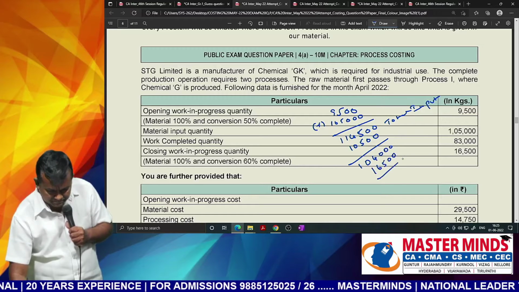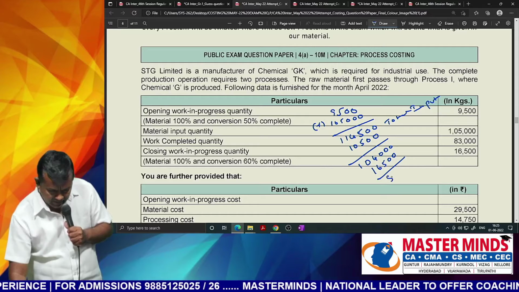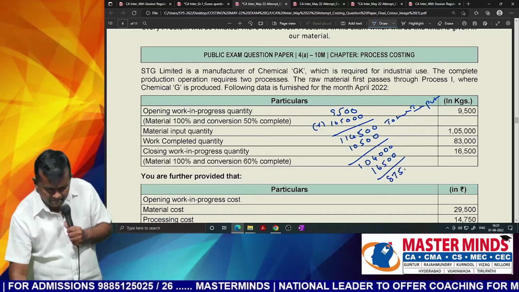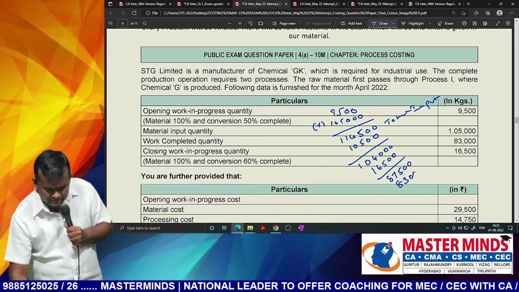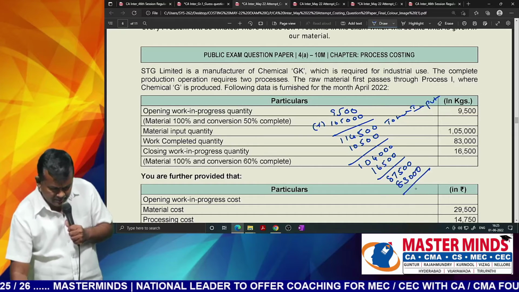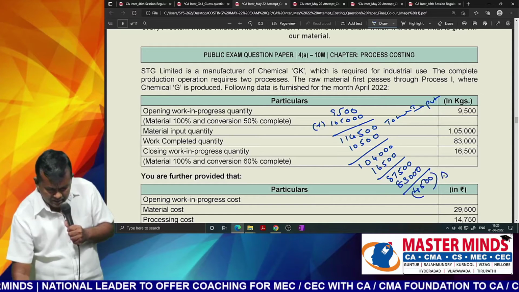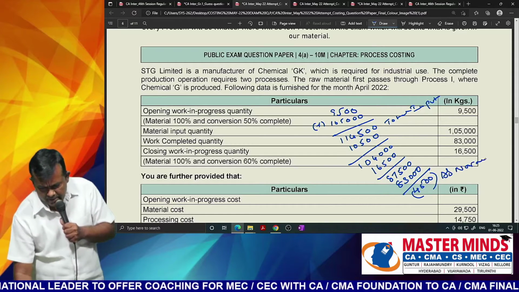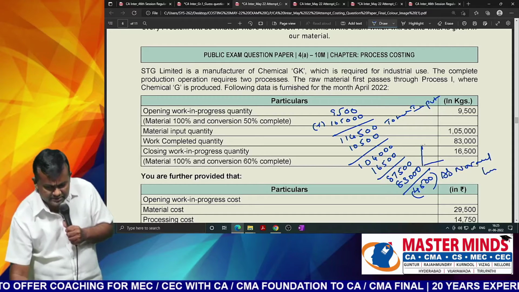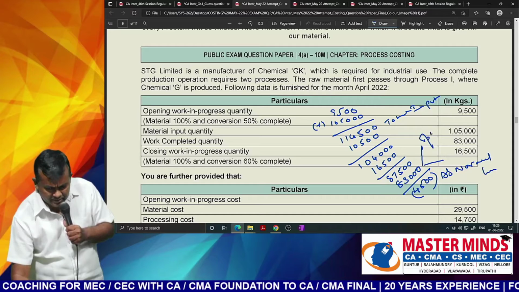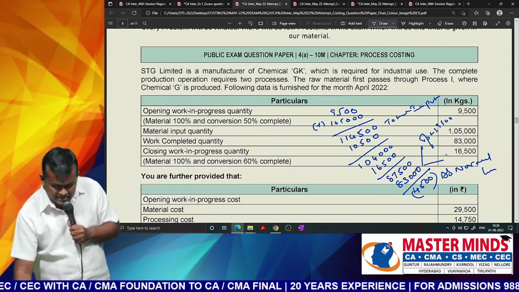Closing work in progress 16,500. So 87,000 is actual. Abnormal loss: am I right? So 83,000 includes two factors. Opening work in progress 9,000. 83,000 minus 9,500.